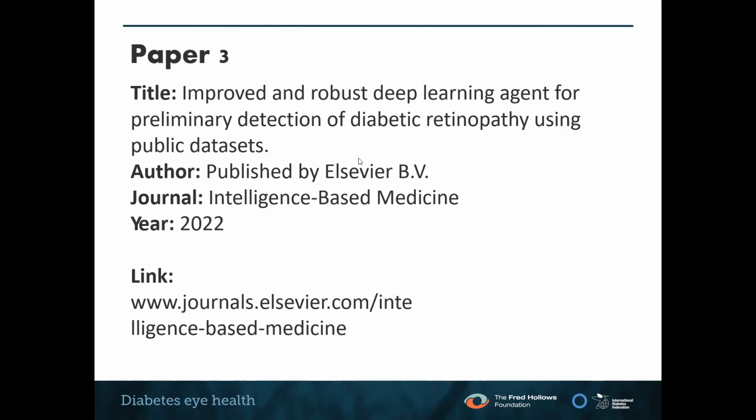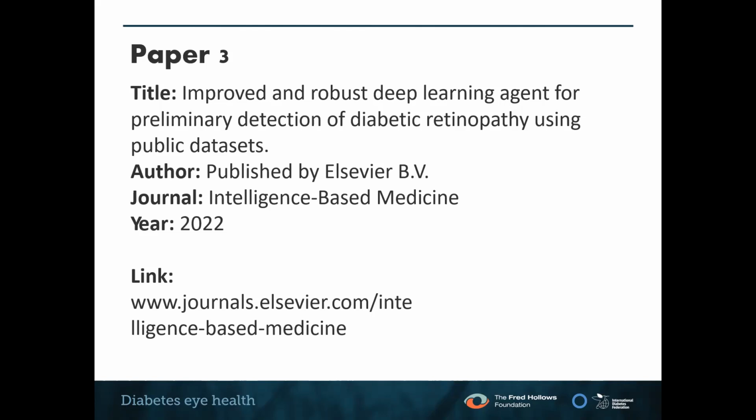Thank you, Mahi. Paper 3, title of the paper, Improved and Robust Deep Learning Agent for Preliminary Detection of Diabetic Retinopathy Using Public Datasets. Published by Elsevier BV. Journal, Intelligence-Based Medicine. Year of publication 2022.